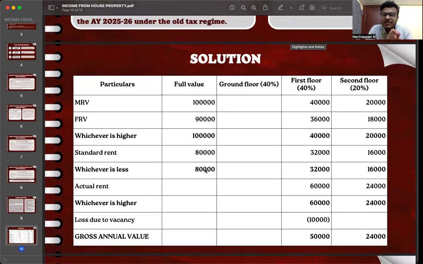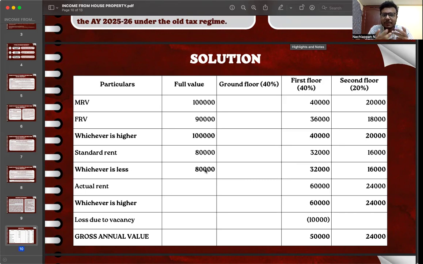So, like I said before, the first step is to calculate the gross annual value. For that, you have to compare the MRV and FRV first. Before going into that, here I have split it into 3 parts: the full value, and then the ground floor, which is 40%, first floor, which is another 40%, and second floor, which is the 20%. Self-occupied property, like I mentioned before, has no tax. So there is no point in calculating the net annual value. However, you can have deductions under the self-occupied property as well. So we'll just take that into calculation. And till NAV, we can ignore the ground floor because it's self-occupied.